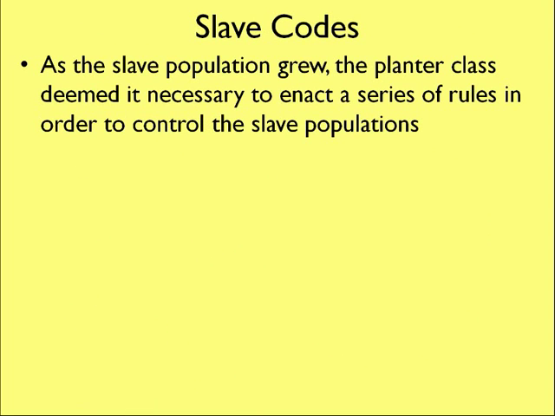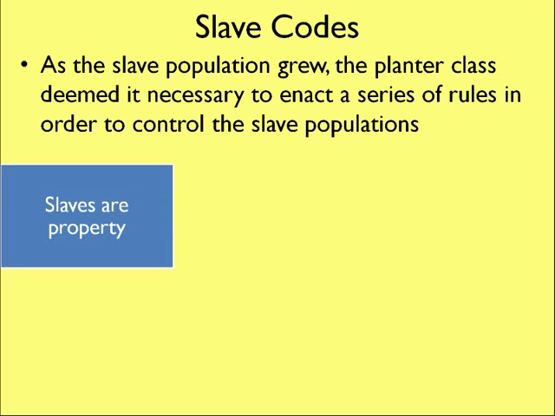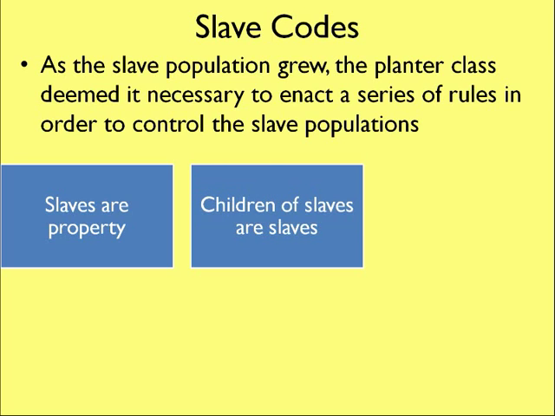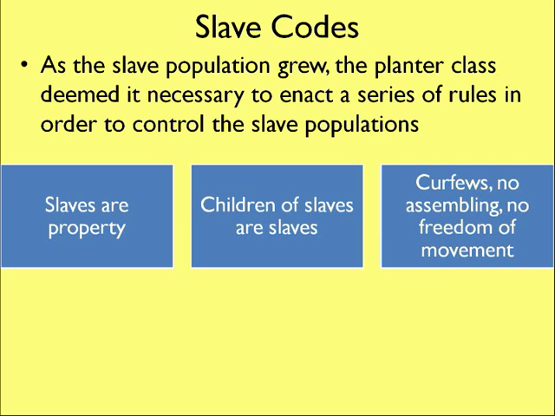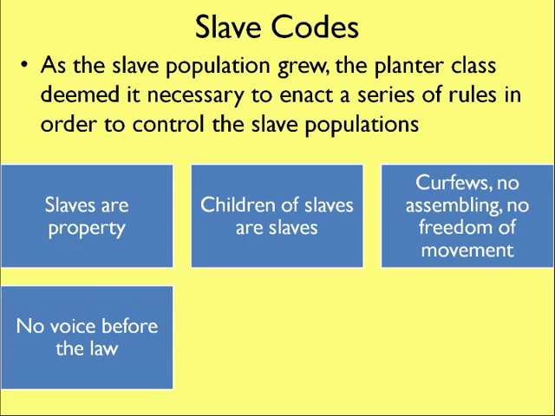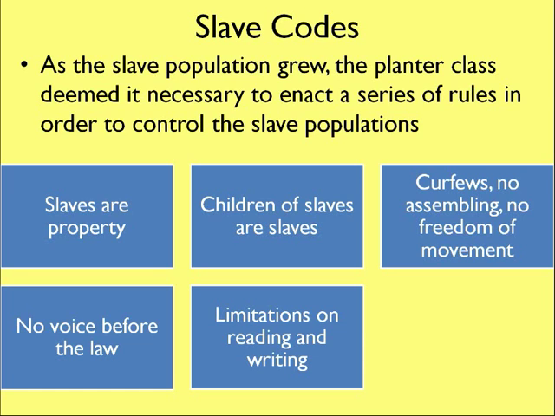And so the codes that are coming in, the rules, and it varied from place to place, but these are the general ones. A slave is property, much like a horse. Children of slaves are slaves, and your property. Curfews, no assembling, no freedom of movement, sort of ways to prevent organization and freedom of your slaves. They had no voice. They weren't citizens, so they cannot go before the law and accuse somebody of stealing or anything like that.